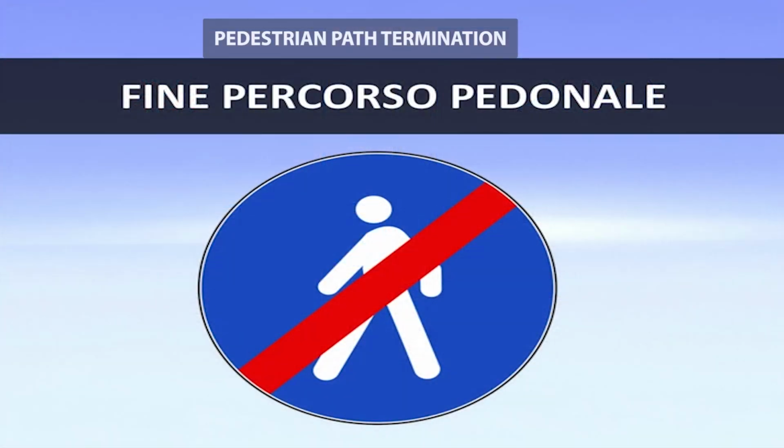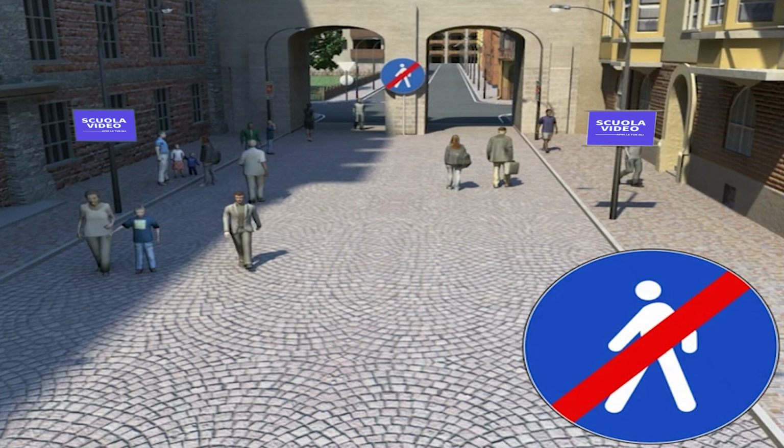End of the pedestrian path. This sign is placed at the end of a pedestrian path. However, it allows pedestrians to continue after the signal, while paying attention to the presence of vehicles.